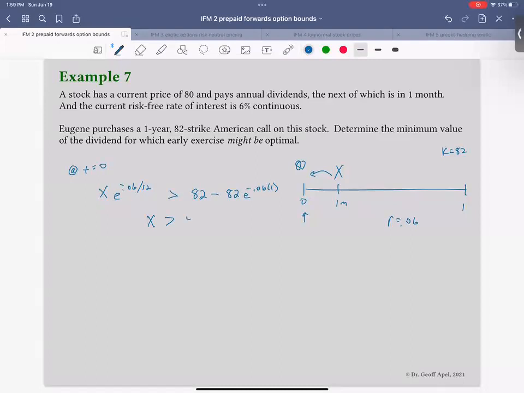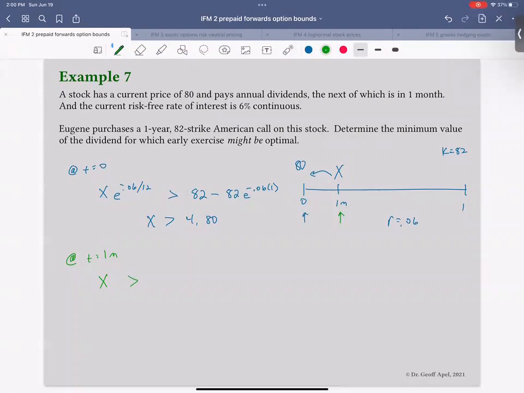And I got about 4.799. Okay, well, that's there. But what if I'm actually at time 1 month? So let's say I'm at T equals 1 month. Now what could I say here? If I'm here, then the present value of X is actually just X. I guess I'm immediately before the dividend is paid, so the present value of X is just X.